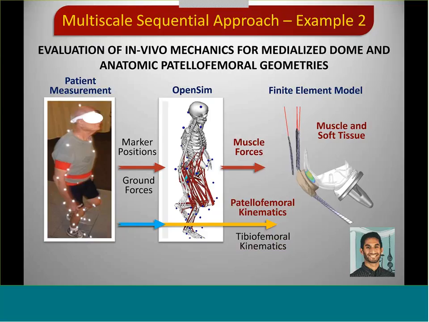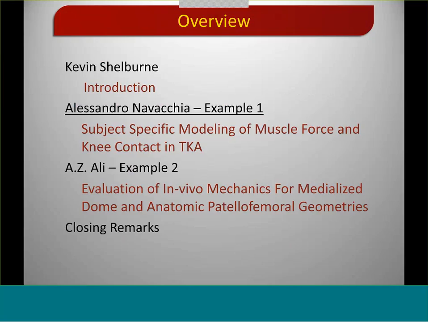He used both tibiofemoral and patellofemoral kinematics from radiography as inputs to the finite element representation he built. And the FE model in this case includes both muscle and soft tissue, not just the components. And so rather than joint loads being input to the FE model from OpenSim, the inputs are muscle forces. So with that, I'll turn it over to Alessandro to begin example one.